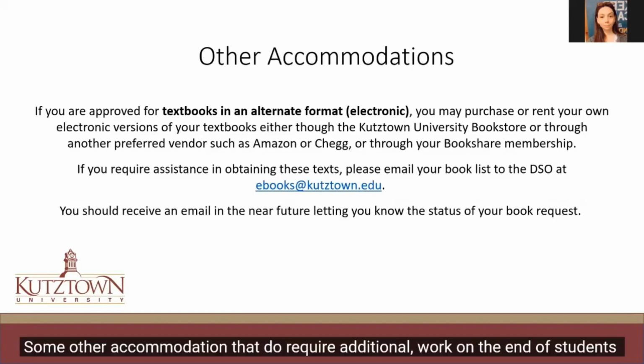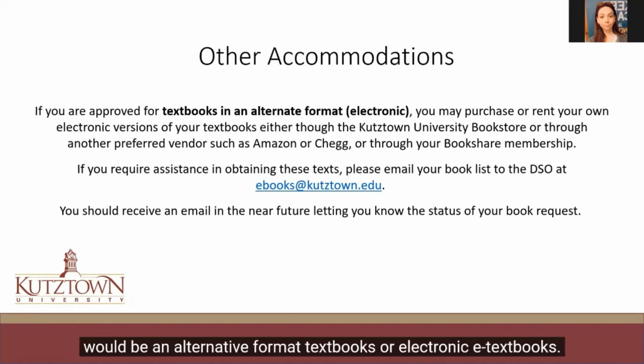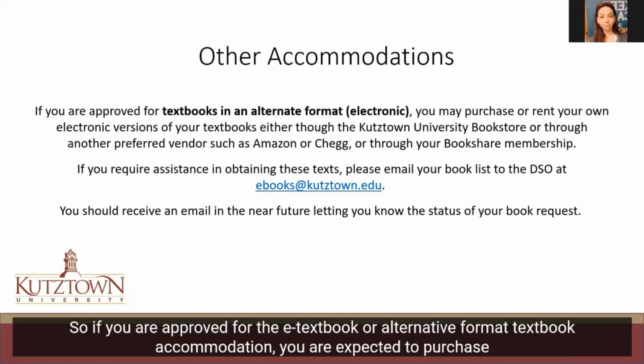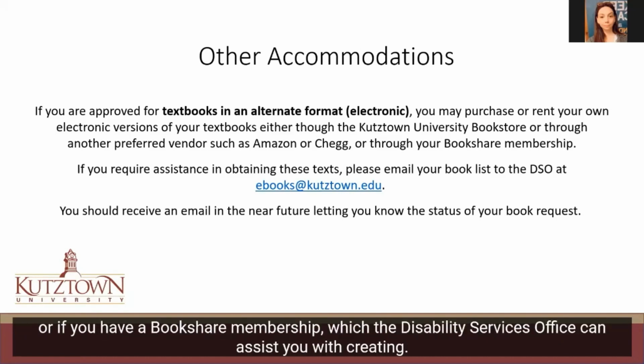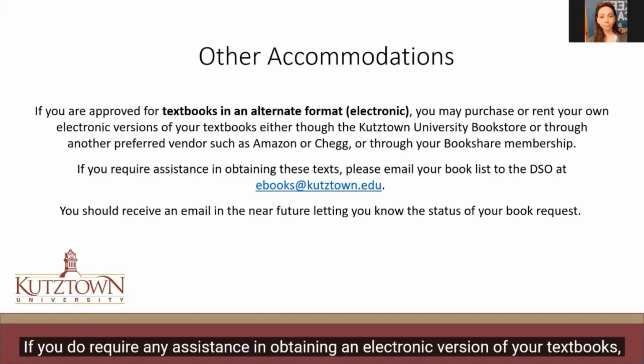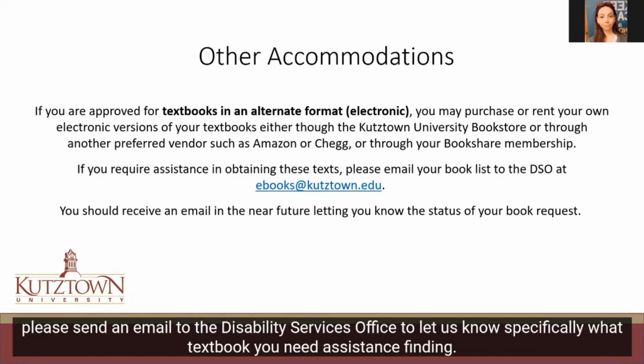Some other accommodations that do require additional work on the end of students would be our alternative format textbooks or electronic e-textbooks. If you are approved for the e-textbook or alternative format textbook accommodation, you are expected to purchase or rent your own electronic versions of textbooks either through Kutztown University's bookstore or through a third-party vendor. Or if you have a Bookshare membership, which the Disability Services Office can assist you with creating. If you do require any assistance in obtaining an electronic version of your textbooks, please send an email to the Disability Services Office to let us know specifically what textbook you need assistance finding.